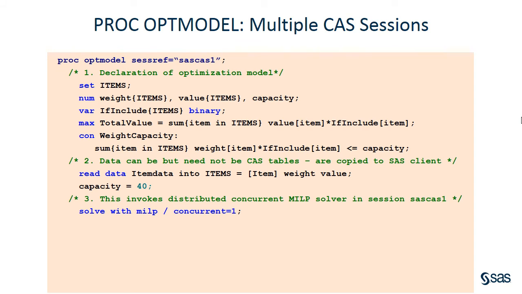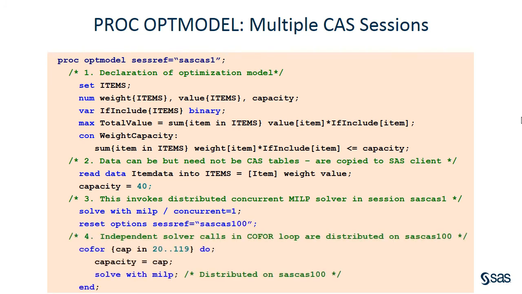If we assume the current CAS session SAS-CAS1 has 10 server nodes, then execution of this algorithm is distributed over those 10 nodes. Now assume the next COFOR loop needs to run through 100 iterations, and the MILP solver is invoked once in each iteration. We've created another CAS session, SAS-CAS100, which runs on 100 nodes. You can submit a statement within the same PROC OPTMODEL call to reset the current CAS session to SAS-CAS100. This means any further solves will be submitted to this new CAS session. Thus, the 100 COFOR loop solves are submitted to the 100 server nodes.